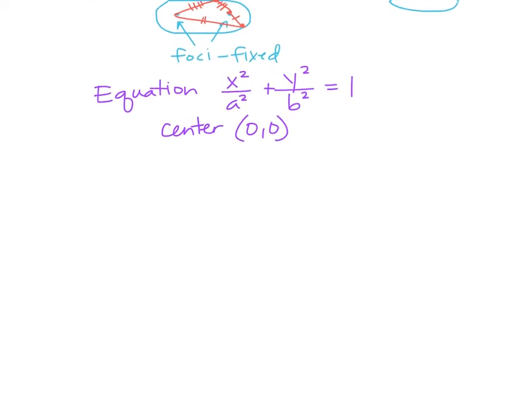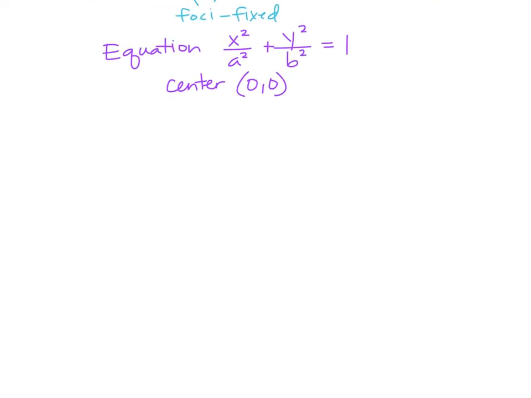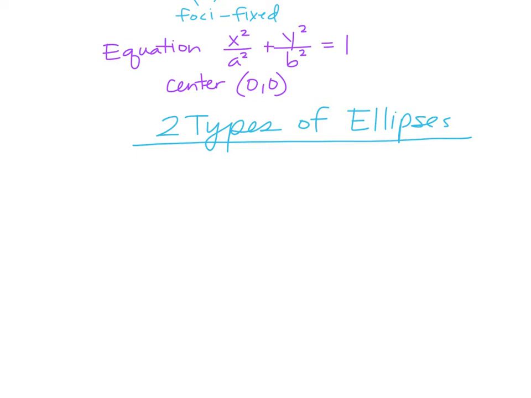Okay? So we're going to just talk some basics here. There are 2 types of ellipses. Okay, so we're just going to split this down the middle and talk about those 2 types. So the first one, if we have A greater than B, right? So up here we have an A and a B. If A is greater than B, here's how this works.